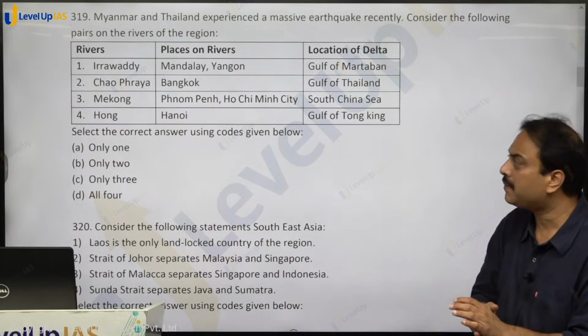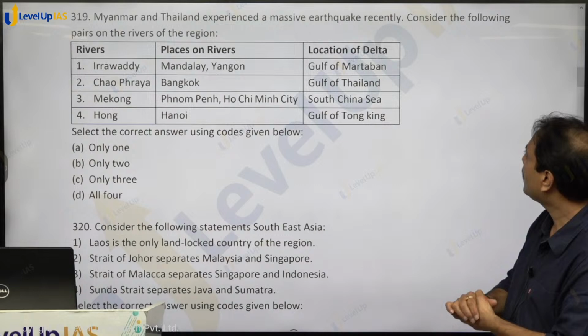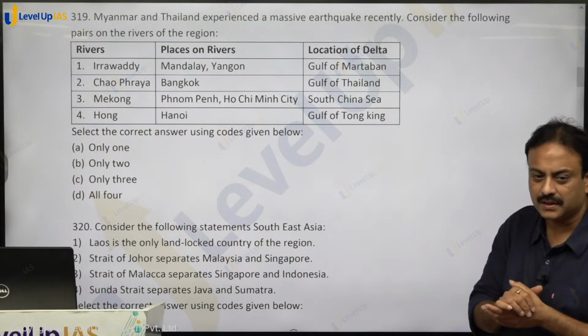Myanmar, next question. Myanmar, Thailand experienced a massive earthquake recently. Consider the following pairs on the rivers of the region.